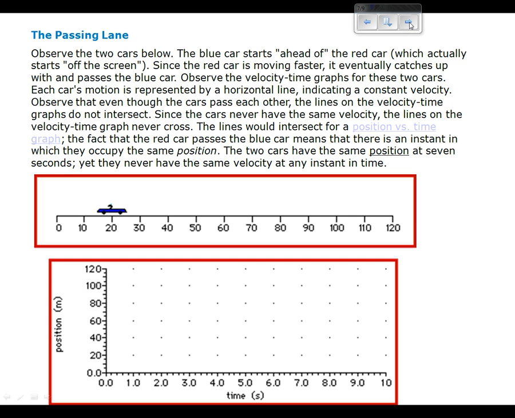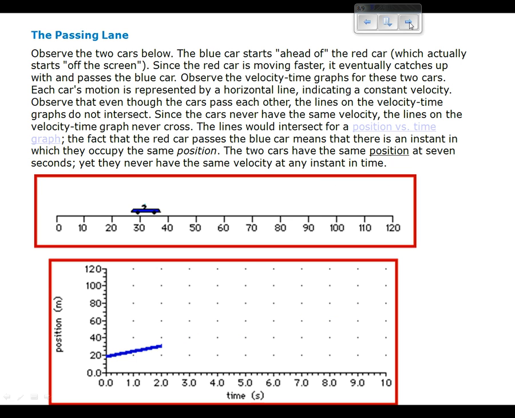Okay, the last one here. This one you probably don't need to draw. Let's just sort of discuss it a little bit here. So first of all, up top we see a blue car and then a red car appears on the left. Which car is traveling faster? Clearly it's the red one.